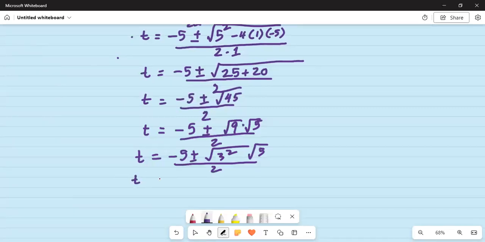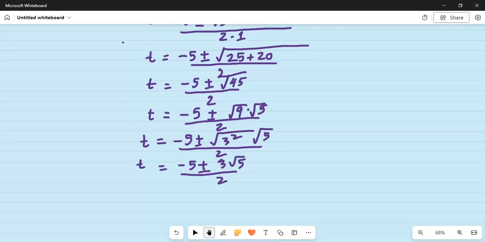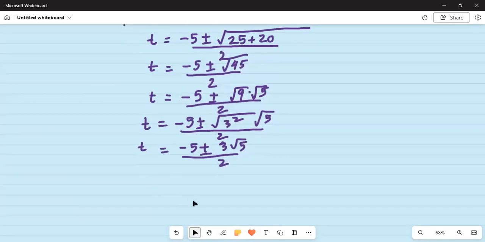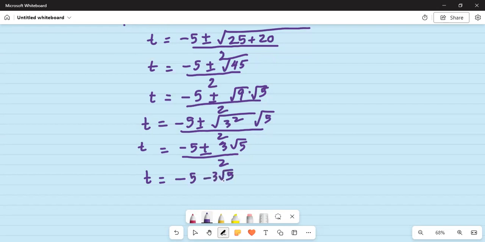So t is equal to minus 5 plus minus, square root of 3 square is 3, square root of 5 divided by 2. So if I write all of this clearly, the two solutions are t is equal to minus 5 minus 3 square root of 5 divided by 2, or t is equal to minus 5 plus 3 square root of 5 divided by 2.